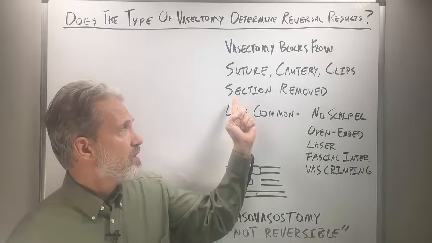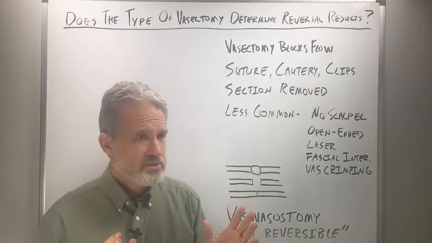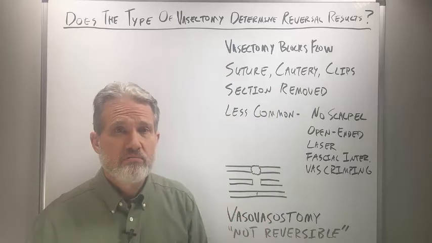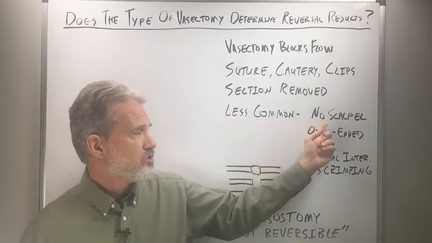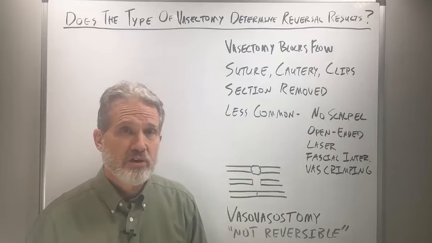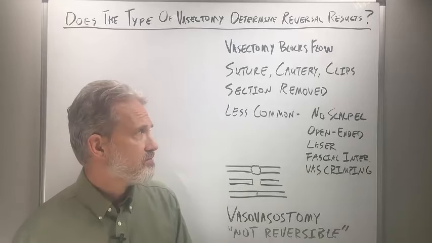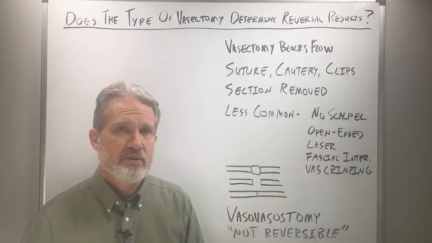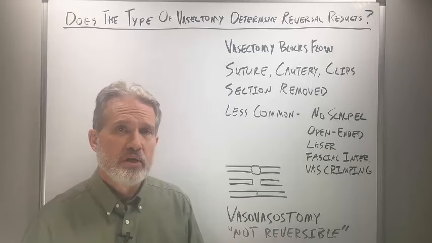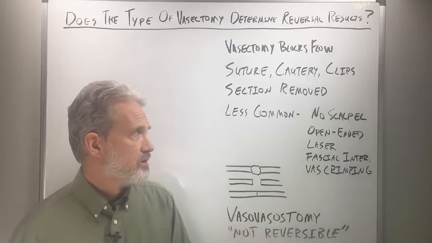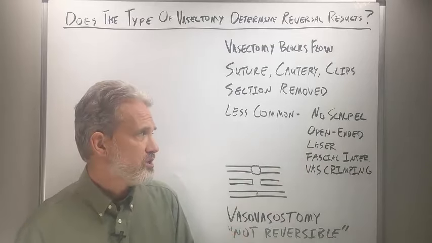In addition, not uncommonly, a portion of the vas is actually removed, a section is removed. A piece half an inch or an inch can be removed, not uncommonly, in these vasectomy procedures. Less common techniques would include the no scalpel technique. It basically uses a very small incision to gain access to the scrotal sac. Also, open-ended vasectomy was a modification where the vas end toward the testicle was left open in hopes of improving results. A laser vasectomy is simply using another method for cutting during the procedure.